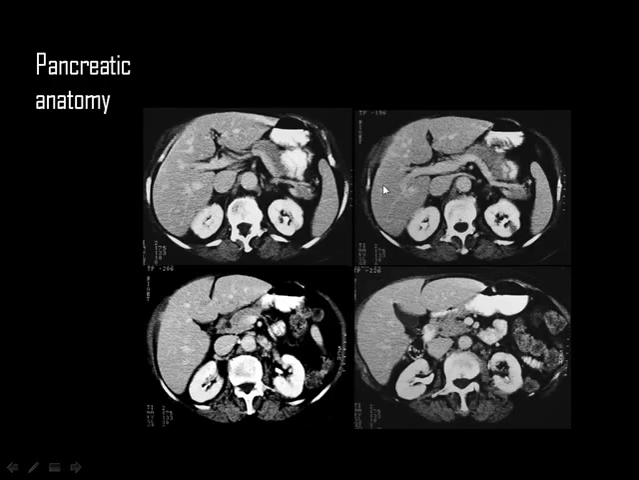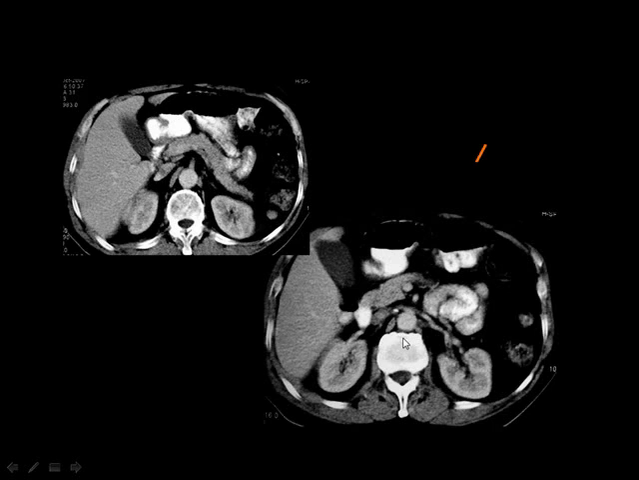Then this is the liver, this is the spleen, this is the pancreatic tail and the body, and you can see the splenic vein. And if you look here, you can see the pancreatic head. How do you know? This is the superior mesenteric artery, and this is the superior mesenteric vein, and this is the common bile duct. Then if you look here, this vessel is the superior mesenteric vein. Very good. And this is the superior mesenteric artery, and this is the pancreatic head, and this is the common bile duct. This is the pancreatic tail, and this is the pancreatic body.